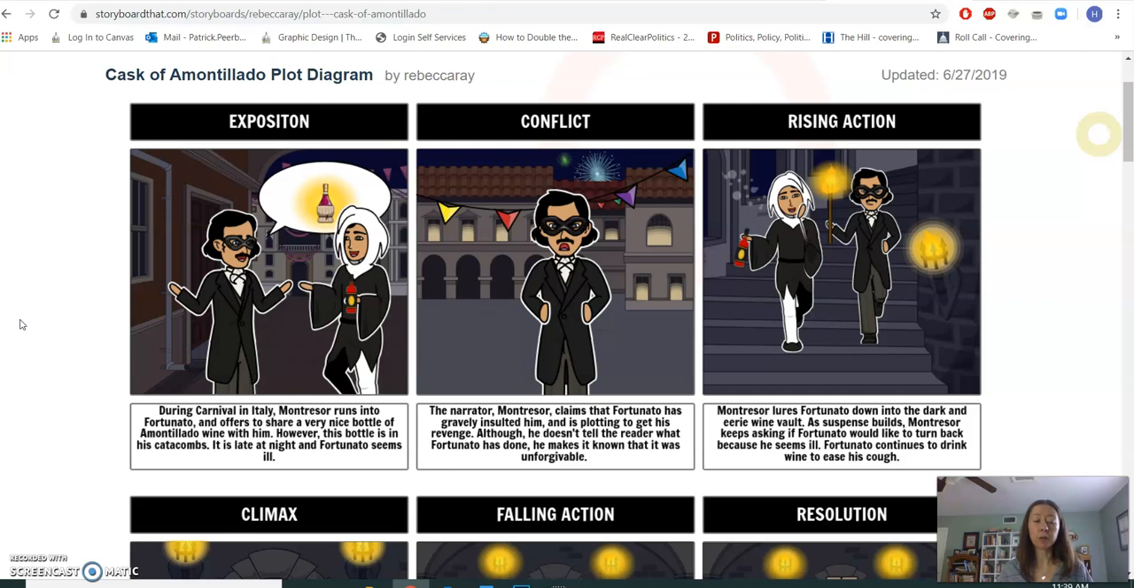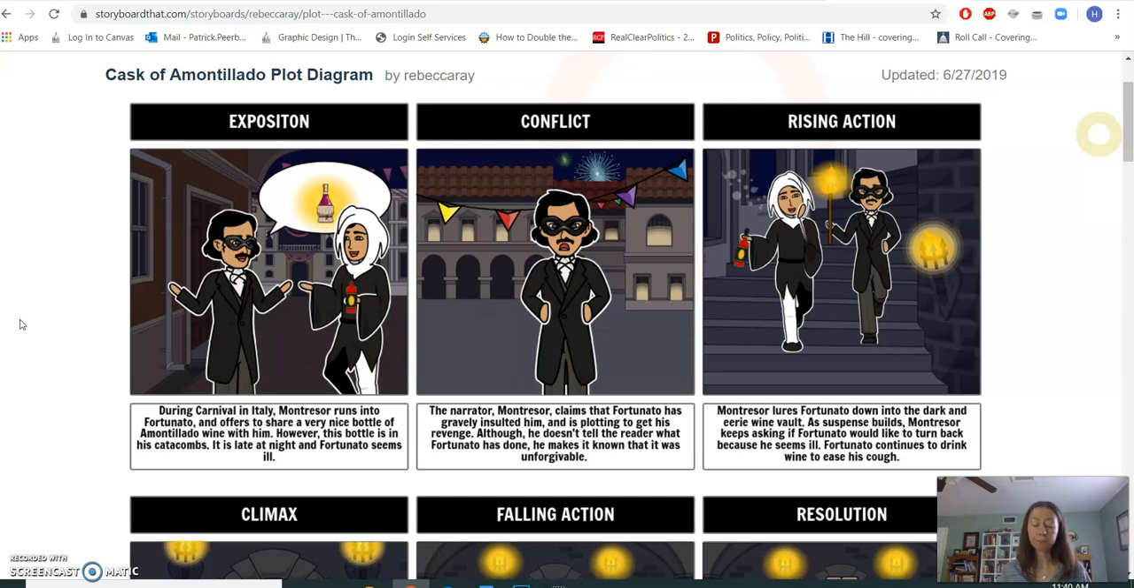So in the exposition, we are introduced to the 2 main characters, Montresor and Fortunato. We learn also that it is Carnival season. Carnival, if you're not aware, is kind of like a Mardi Gras, but times 10. So think about all of the debauchery and craziness that goes on during Mardi Gras, and think about that being taken to the extreme.